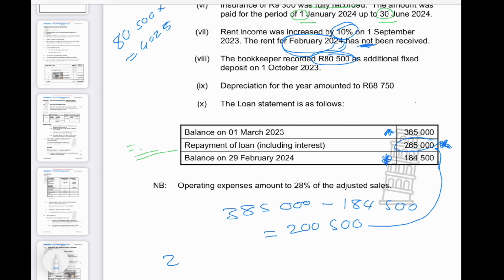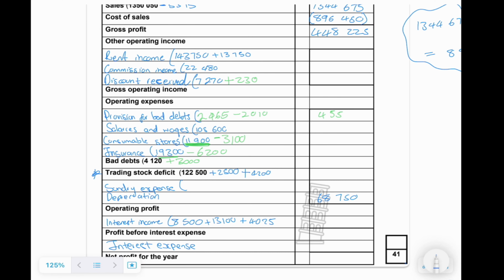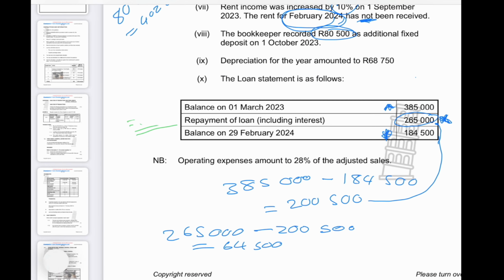Okay, so you will say the 265,000 that we paid minus 200,500, it will give you 64,500. So now this 64,500 will actually be your interest on loan. So the interest expense will be 64,500. So just underneath our last adjustment, they said NB.